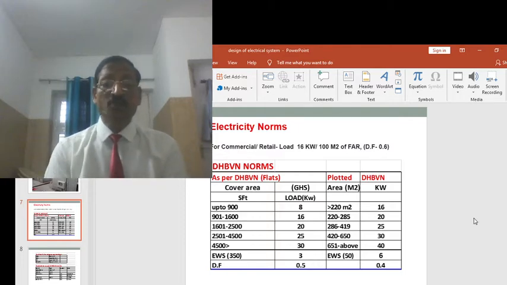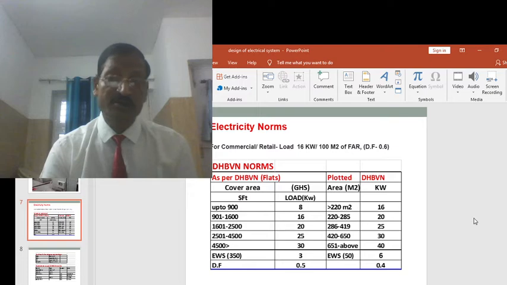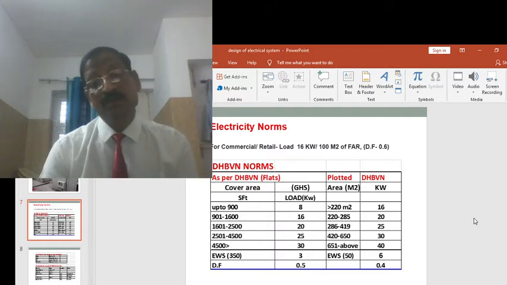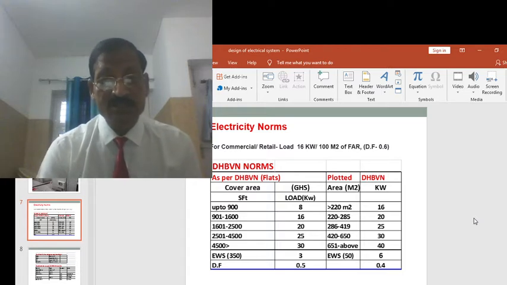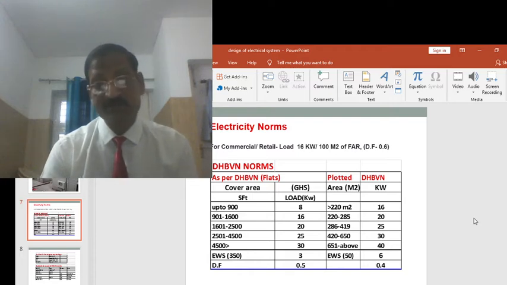There are certain electricity norms while calculating the load for commercial and retail. As per the electricity board, we can consider 16 kilowatt per 100 square meter of FAR, and there is one diversity of 0.6. It means if any plot has an area of 100 square meter, then the connected load will be 16 kilowatt and the demand load will be 16 into 0.6, that is 9.6 kilowatt. We have to apply for the connection of 9.6 kilowatt.